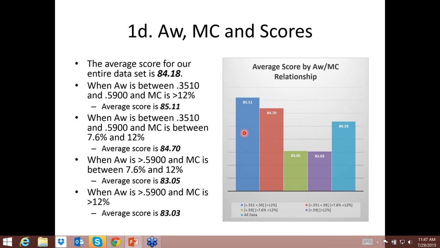So the question sort of becoming, okay, when water activity is in a good range, no matter what moisture does, our scores are slightly to significantly above the average. And again, when water activity is high, regardless of moisture, our coffees are dropping below the average. This is something that suggests or really encourages further research.